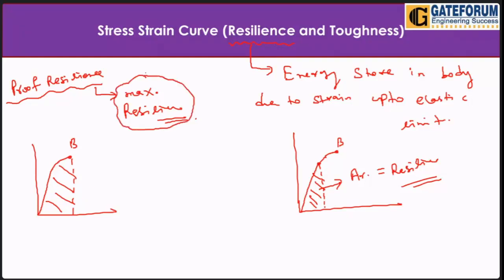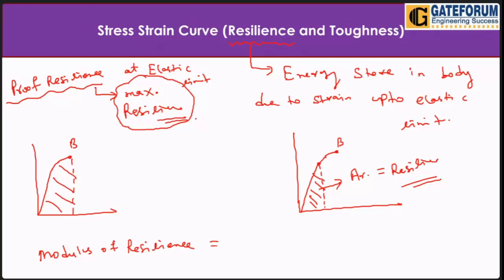Maximum resilience is stored exactly at the elastic limit. This will be known as proof resilience. And one more term is modulus of resilience.